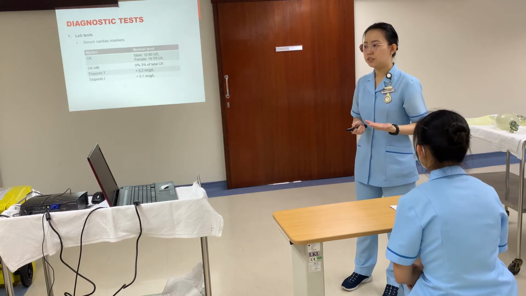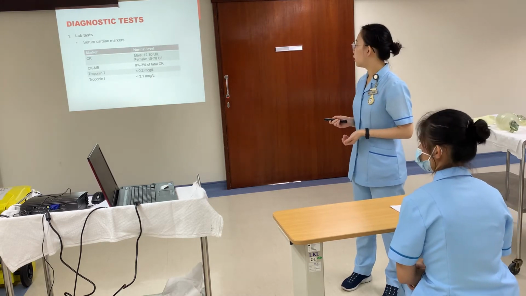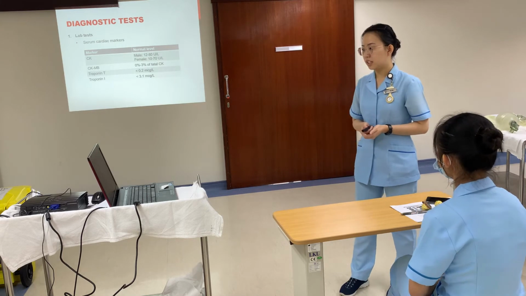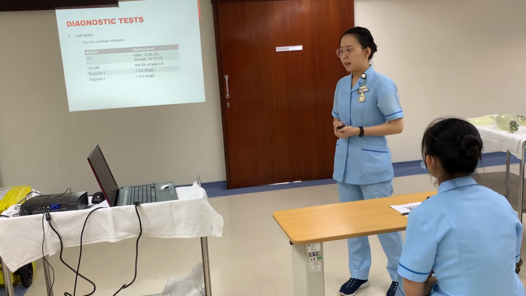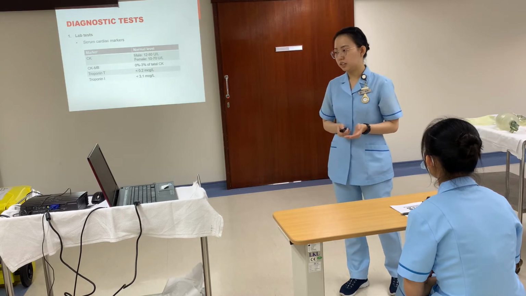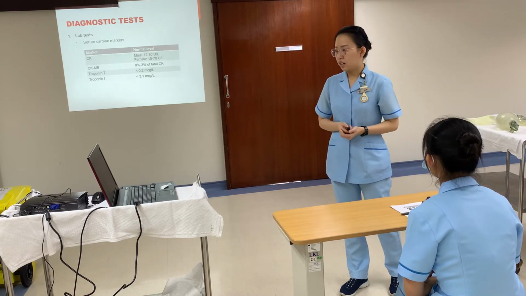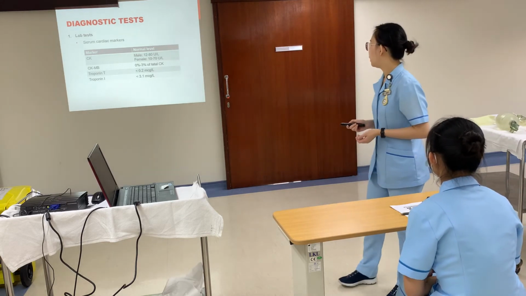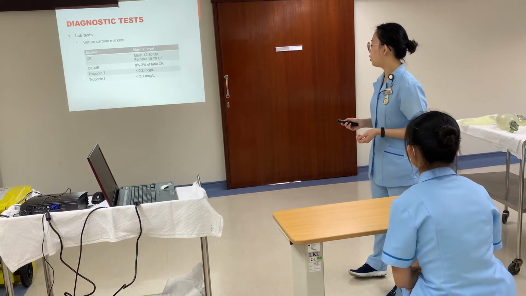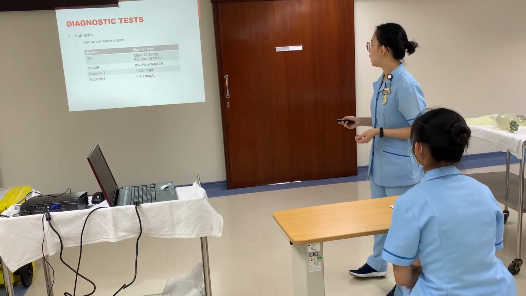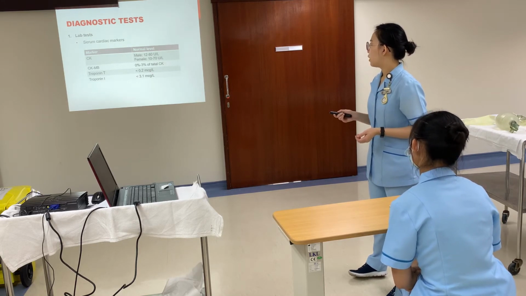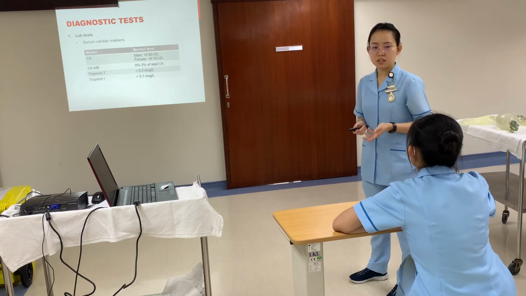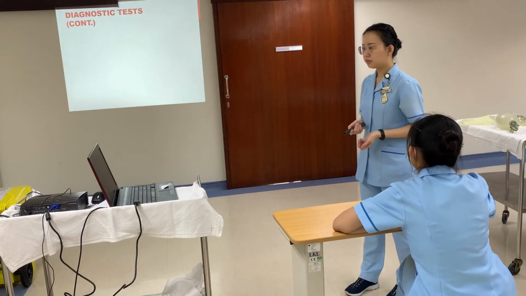So there are a few diagnostic tests. The first one is the blood test. Serum cardiac markers are proteins released from necrotic heart muscle. The proteins most specific for diagnosis of MI are creatine kinase and cardiac-specific troponin. So CK, CK-MB, Trop-T and Trop-I. So this is the normal level. If the serum cardiac marker is elevated, it means there is damage to the heart muscle.